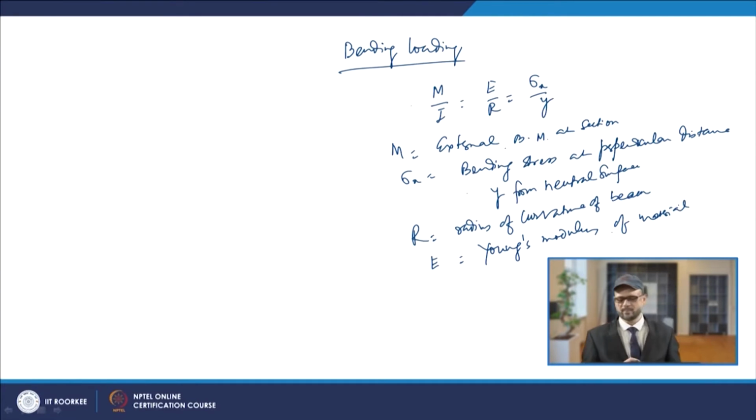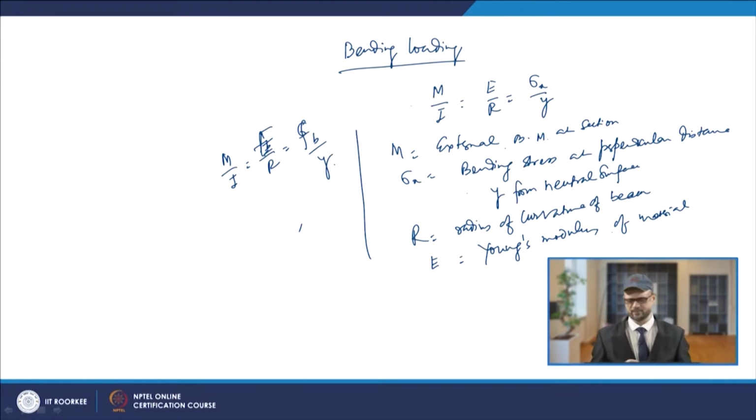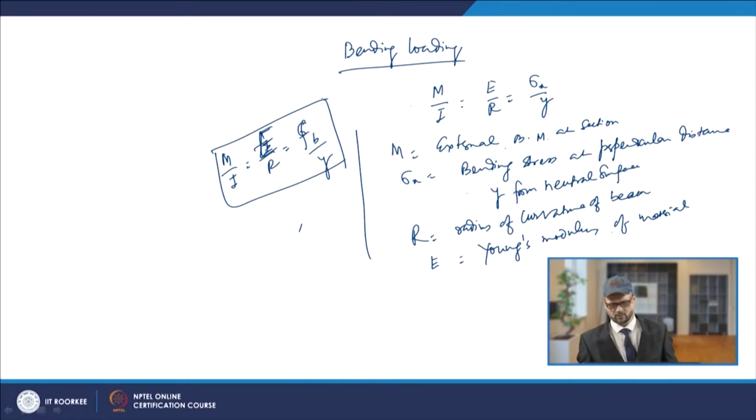Many a times we replace this sigma x, the bending stress, with Fb or F. So, if you replace this sigma x with Fb, your equation becomes M by I equal to Fb upon y, equal to E by R. This is the bending or the flexural equation, and based on that you will be designing.